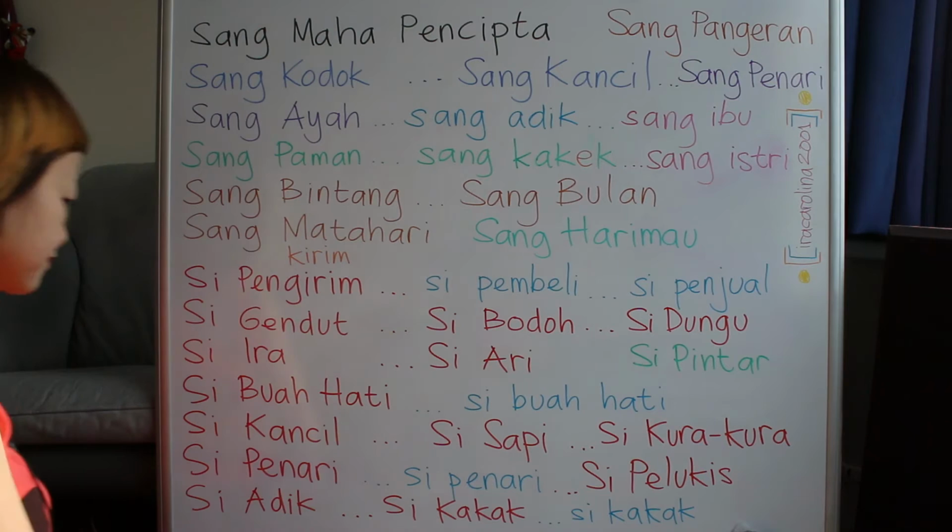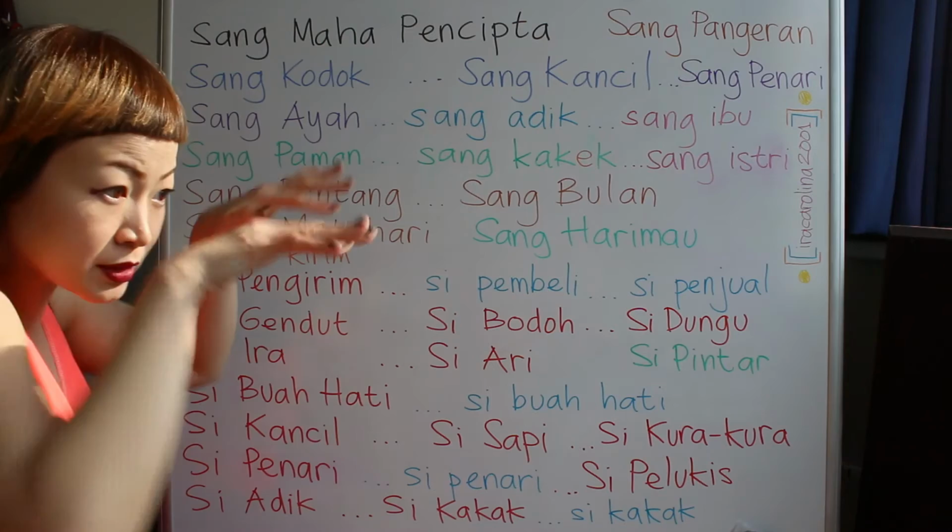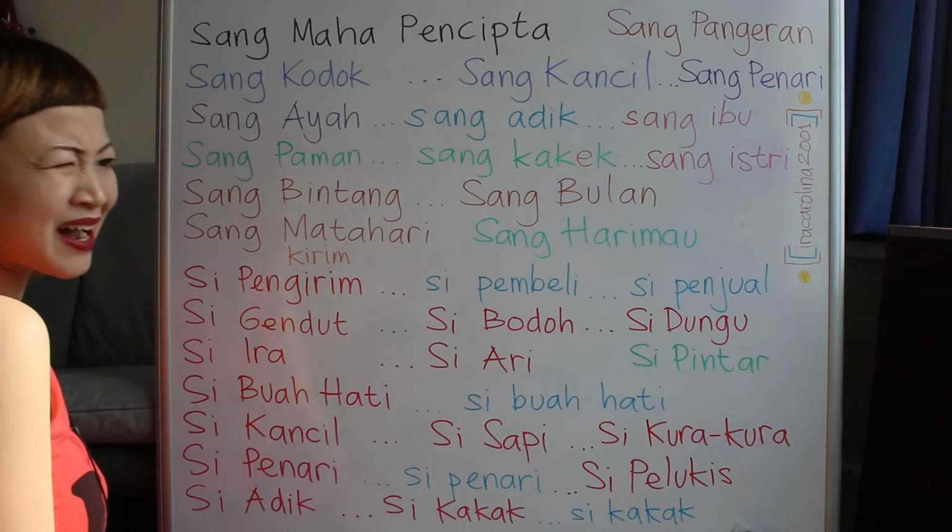Si kancil, the mouse deer. So the mouse deer can be like here or can be like here. It just depends on how you look at it, like this, or this one, or here. Si sapi, the cow.